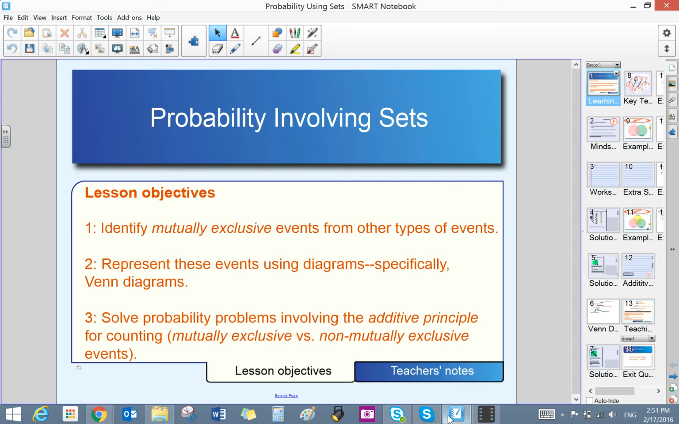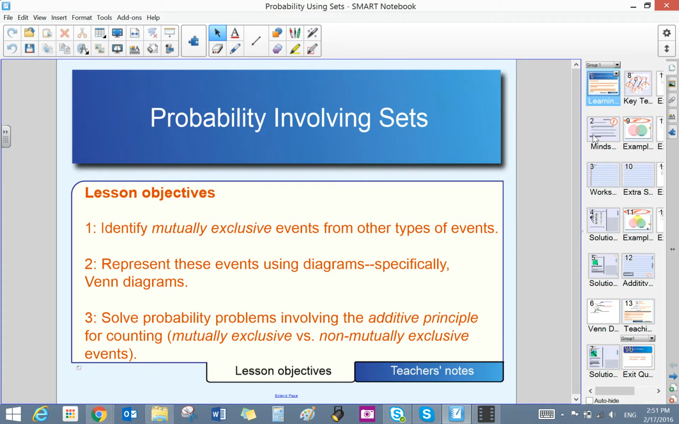Now in this particular lesson, and as far as objective 3 is concerned, I'd like to share with you and have you think about the additive principle for counting, as it relates to a couple of different problems, and also using Venn diagrams.